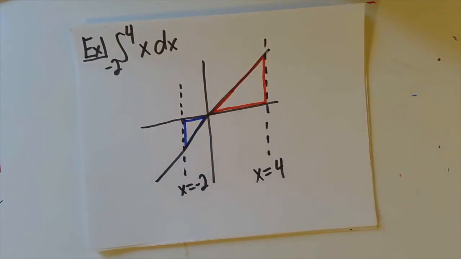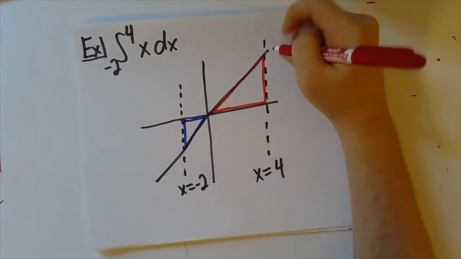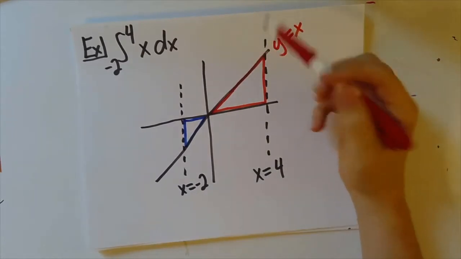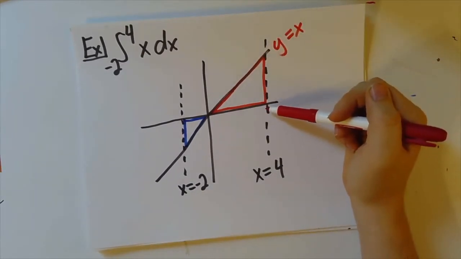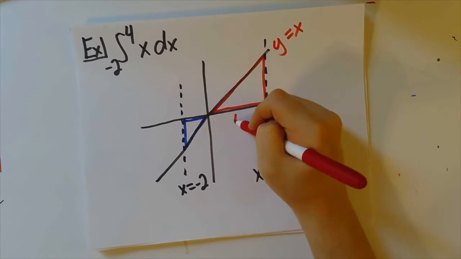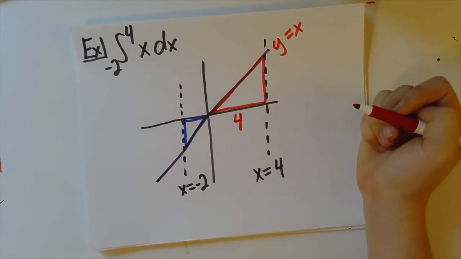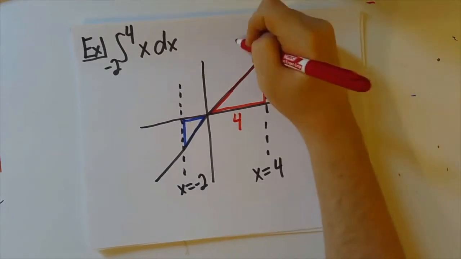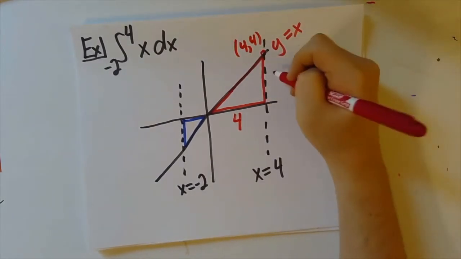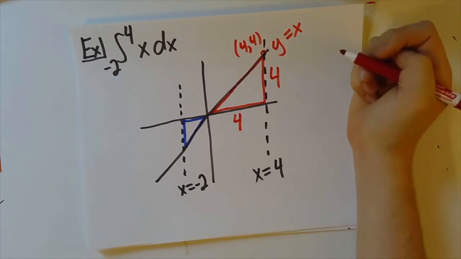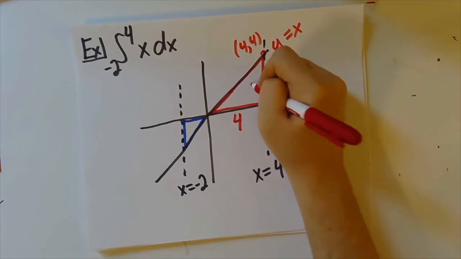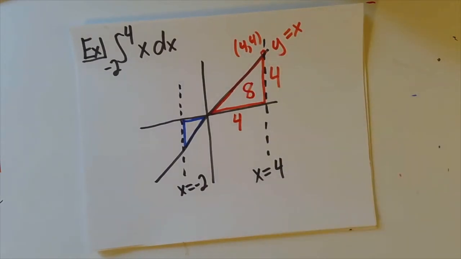Okay, so I just need to figure out what the area of each of these pieces is, what the area of each of these triangles is. Okay, so here, the width of this triangle is 4. And the height here, because this point on the graph is (4, 4), the height here is also 4, which means the area of this triangle is 1/2 of 4 times 4, which is 8. Okay, so that's going to give us a +8 in our answer to the integral.